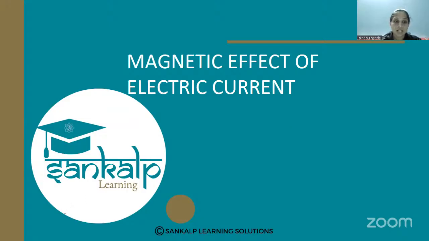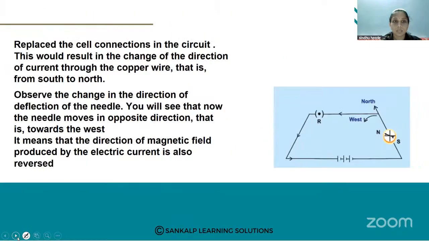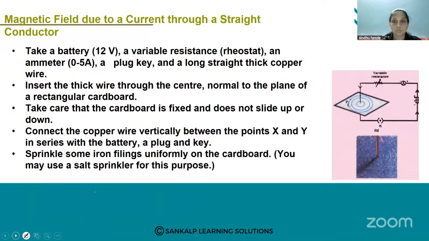In our last class, we discussed some concepts related to the magnetic effect of electric current, right? Just remember those things once, and then we'll move to the next one. In our yesterday's class, the first concept was magnetic field due to a current through a straight conductor.